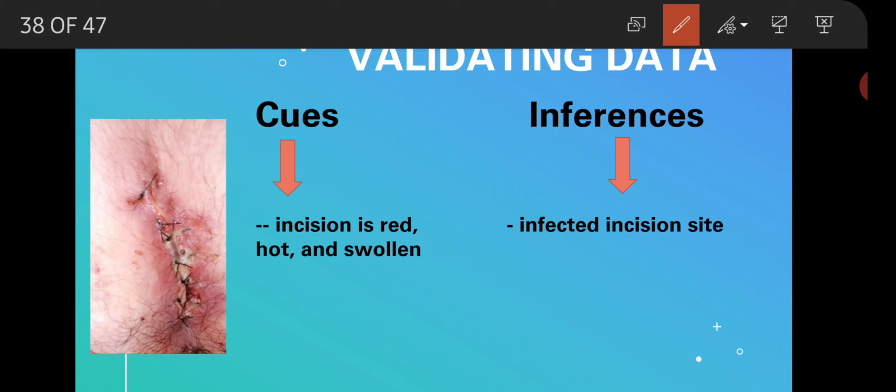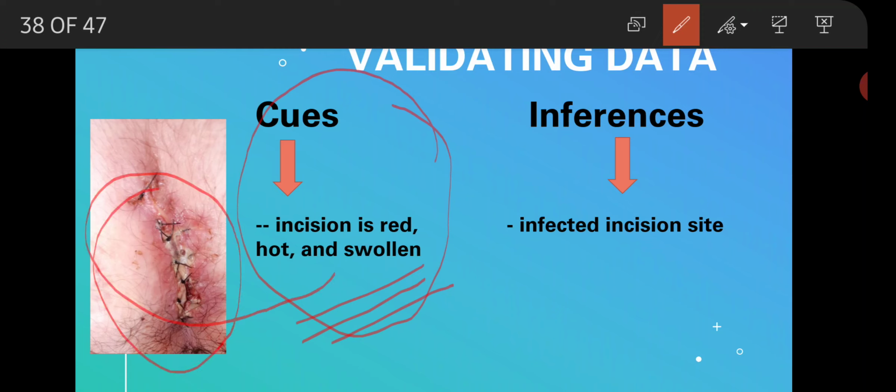Okay, now always remember, while you are doing the assessment, if you need to validate the data, whether it's subjective or objective, you only need the cues. You just describe it, but you should avoid doing inferences. You do not interpret why the incision is red, why the incision is swollen. You do not make an assumption, you do not make an interpretation. However, you will need your inferences when you make your nursing diagnosis later on. Okay?